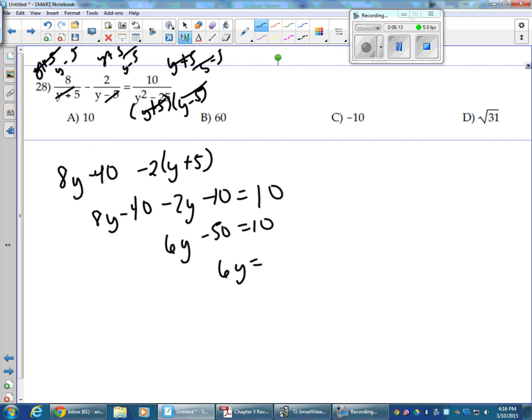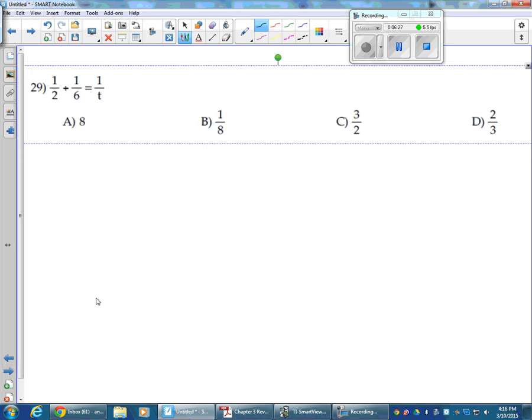Add 50, 6y equals 60, so y is equal to 10. And make sure that you can plug it back in and that would work, okay? It wouldn't make the denominator 0, and it looks like it would work okay, so my answer to 28 is A. 29, I have 1 over 2 plus 1 over 6 equals 1 over t.